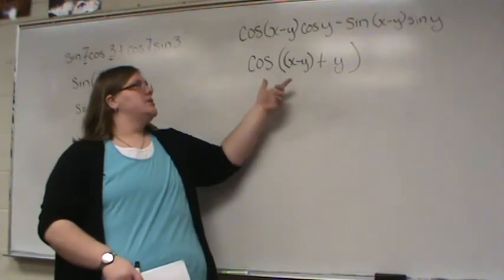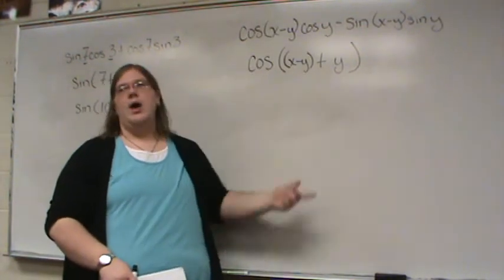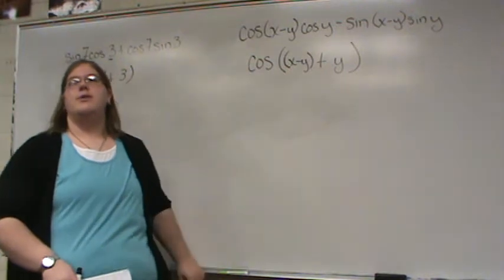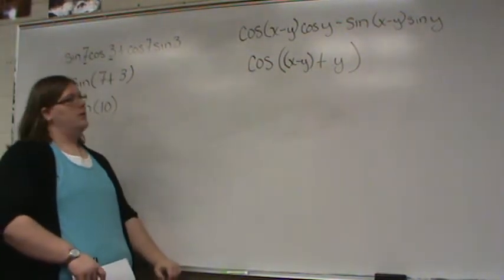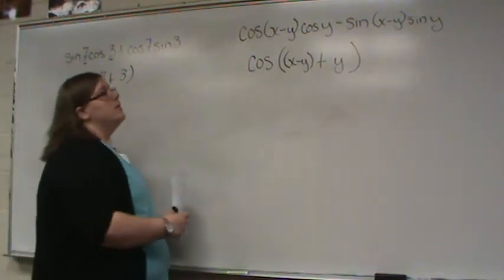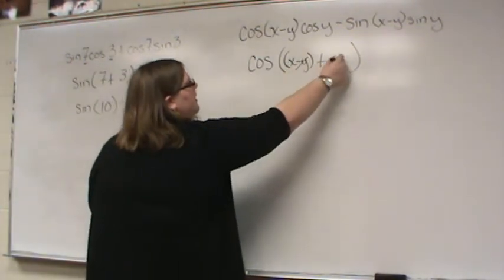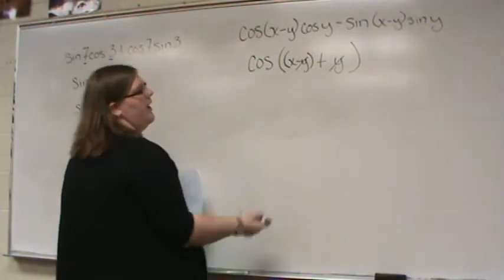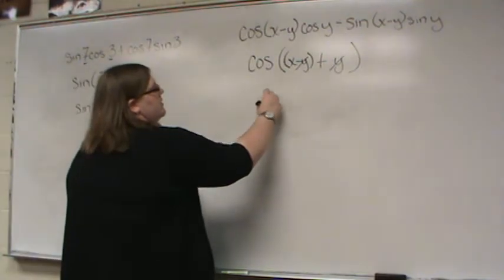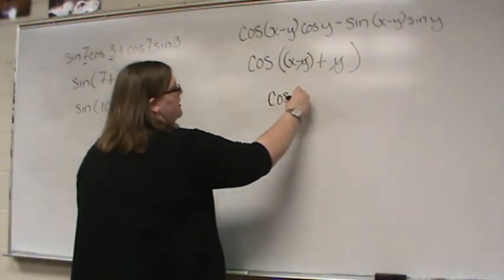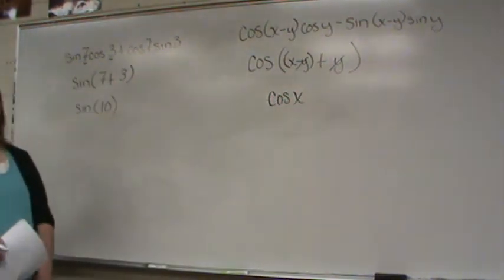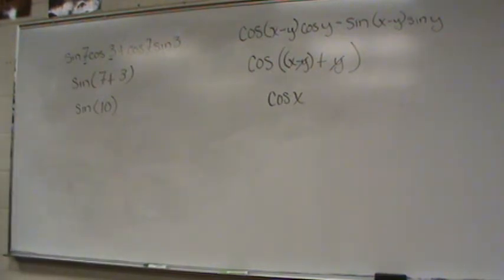So if we have cosine of x minus y plus y, what can we simplify that to? Cosine x. Our y's are going to cancel out because we have a negative y and a positive y. So we're just going to end up with cosine of x.